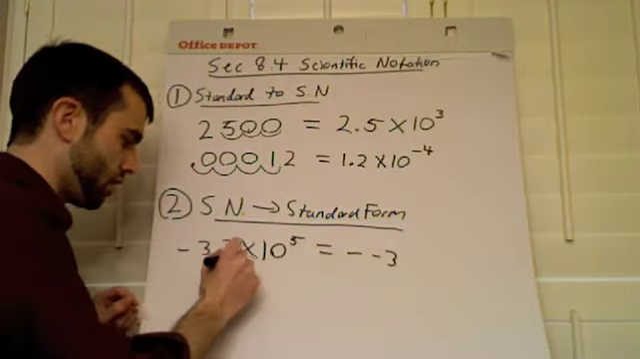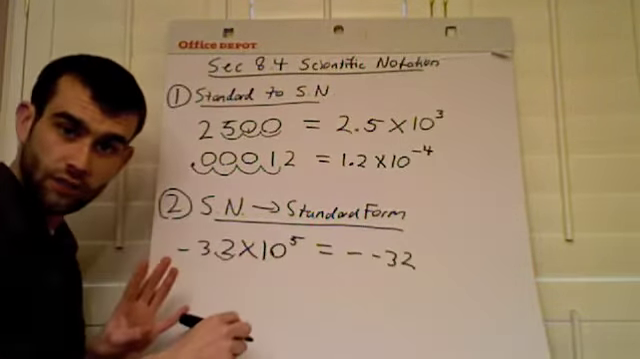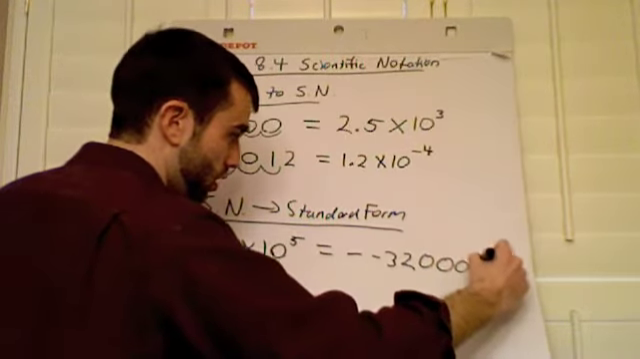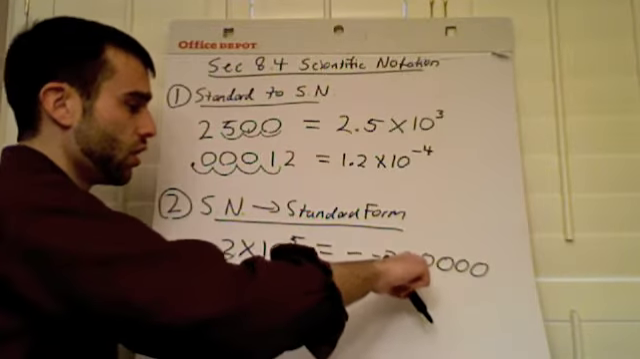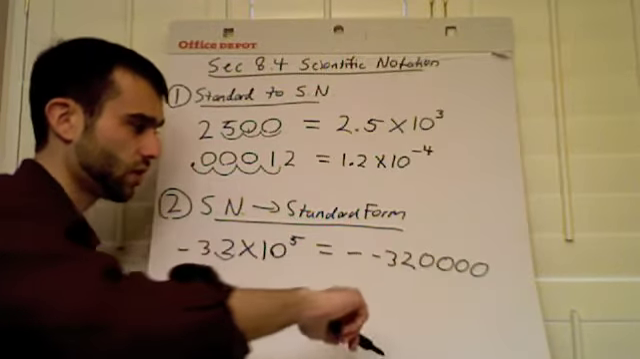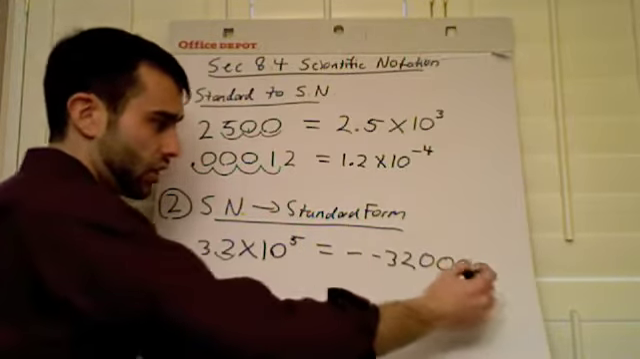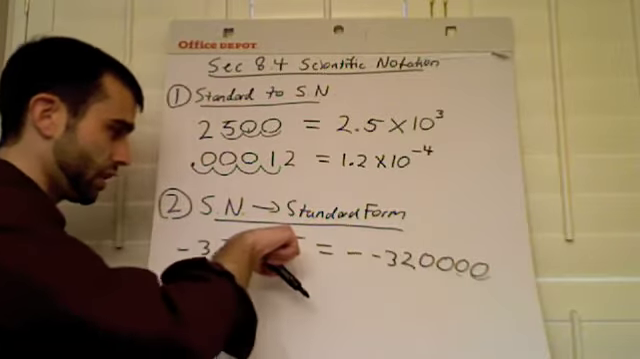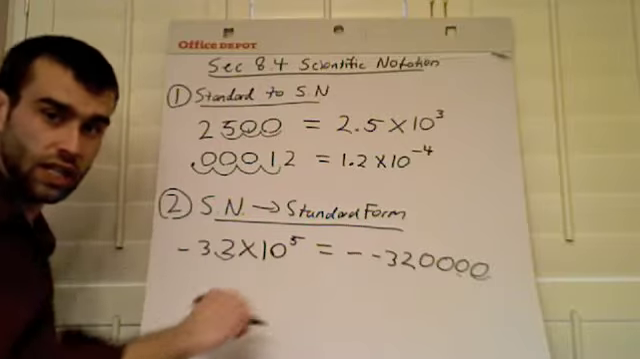First place is just moving this past the 2. So that's 32. Now we have 4 left to go. We're going to put zeros. 1, 2, 3, 4. So negative 32, and 4 zeros. So that's negative 320,000. You can always check this by going 1, 2, 3, 4, 5. It's 5 back. Okay? That's bigger numbers going in scientific notation.